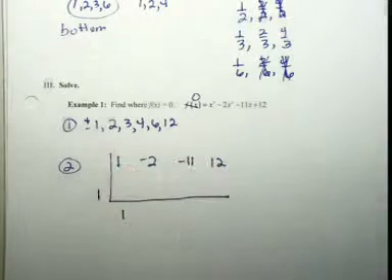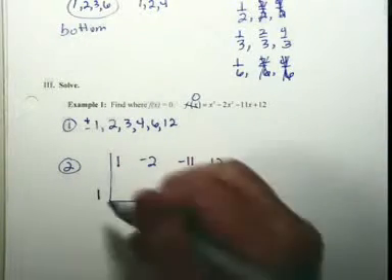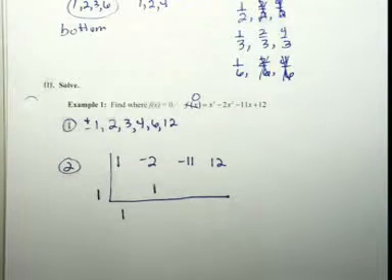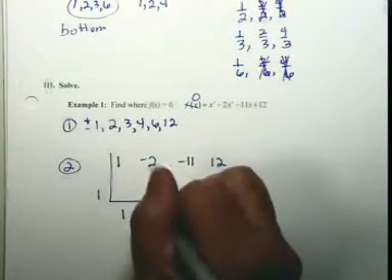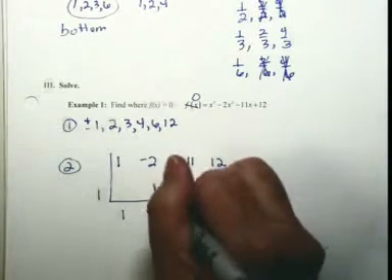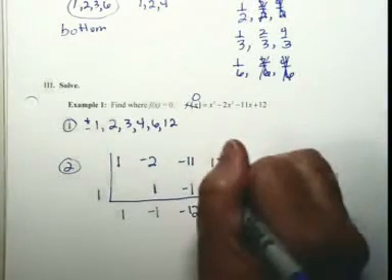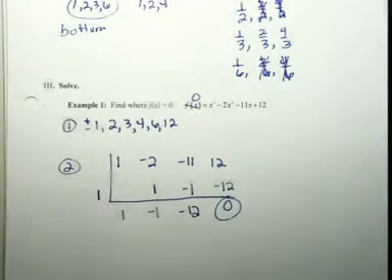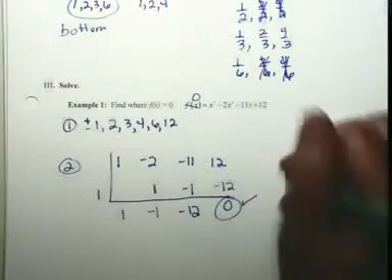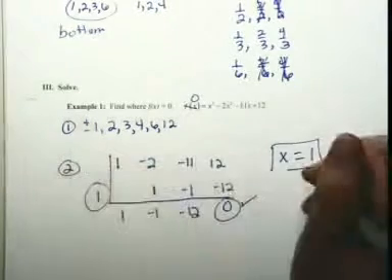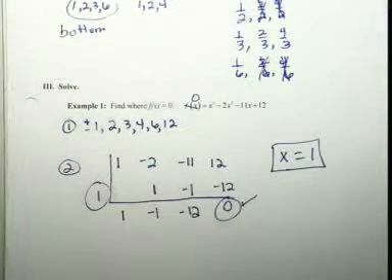Bring the 1 straight down. Multiply times 1, put it in the box. Add, multiply times 1, add, multiply times 1. Now, you're not always going to luck out on the first time, but whenever you have a remainder of 0, that says x equal to 1. Whatever you divided by is one solution.